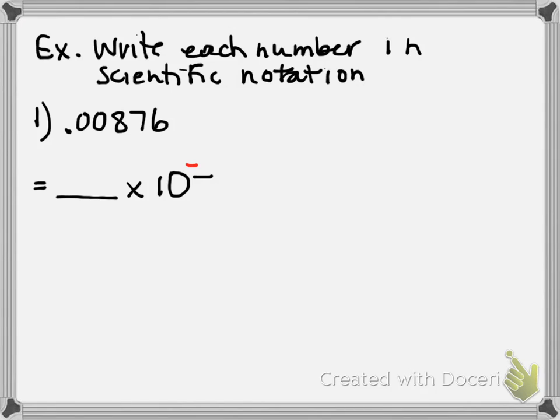Okay, what would the decimal value be, Zach? 8.76. To get that decimal in that new spot, how many places did I need to move it? 3. So my answer is 8.76 times 10 to the negative third power.